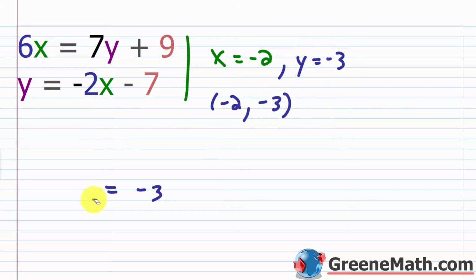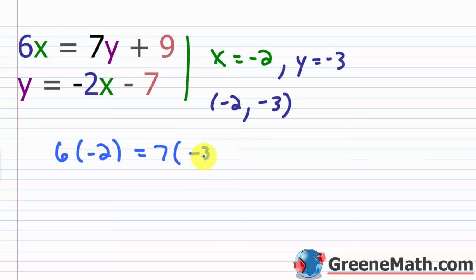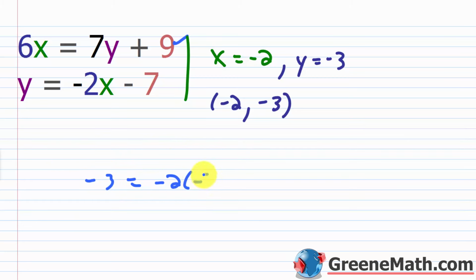Okay, so let's check this real quick. So 6 times negative 2 equals 7 times negative 3 plus 9. 7 times negative 3 is negative 21. Negative 21 plus 9 is negative 12. And obviously 6 times negative 2 is negative 12, so this works out. Then for this one, y, which is negative 3, is equal to negative 2 times negative 2 minus 7. We already know this is true because we just did it. This is 4 minus 7, which is negative 3, so this works out as well.